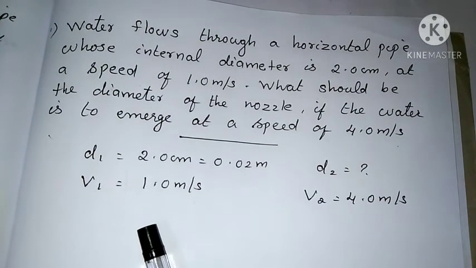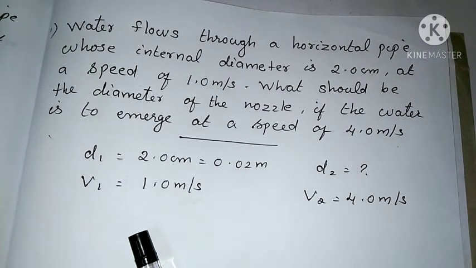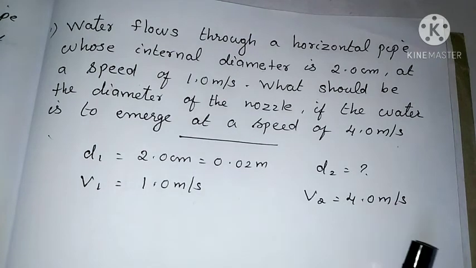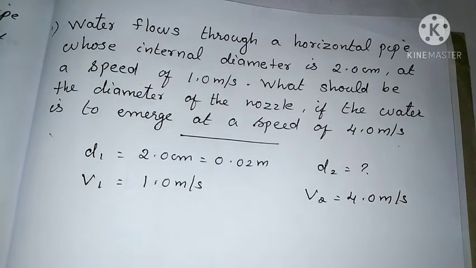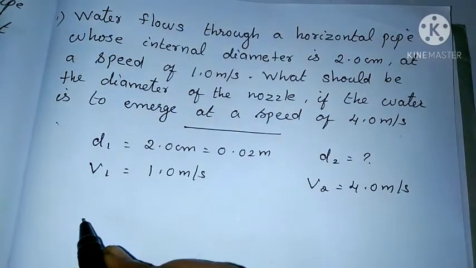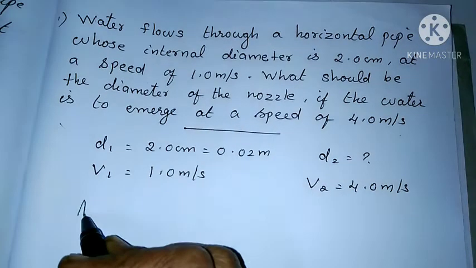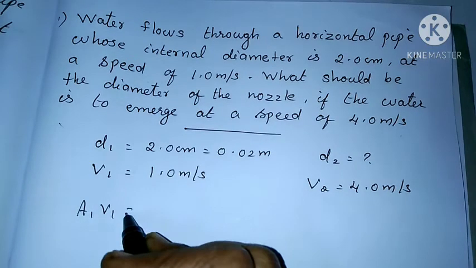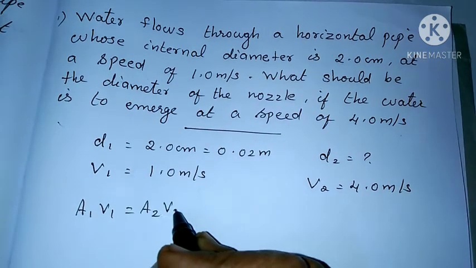So here we can apply the equation of continuity. The area of cross section and velocity are different, that is, the diameter is different and the velocity is also different. So we can apply the equation of continuity. What is the equation of continuity? That is A1 V1 equal to A2 V2.